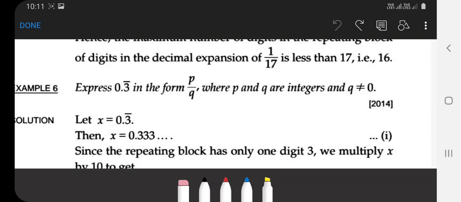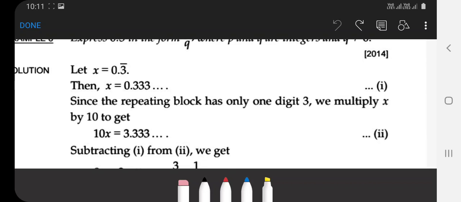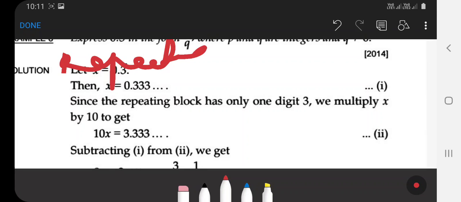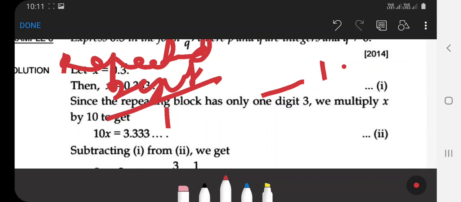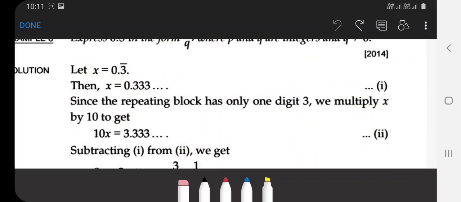Clear? Dear students, in this question there is only one repeated digit. If you have one repeated digit, then multiply by 10. If 2 digits, multiply by 100, 3 digits, multiply by 1000 and so on. Clear, students? In this question only one digit is repeated, the digit is 3.